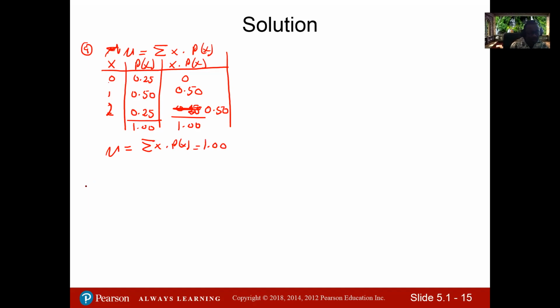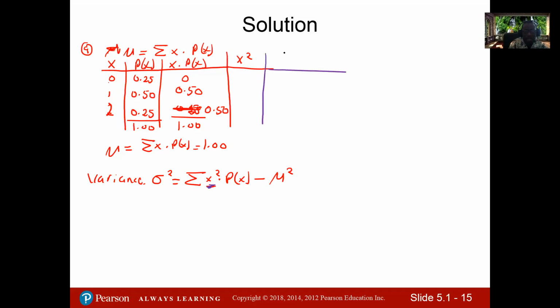Now the standard deviation, or let's do the variance first. The variance, sigma squared, is given by, I'll use this formula, the sum of X squared times the probability, minus mu squared, because it's easier to calculate this way. Now, because of this formula, I need to have a column that has X squared, and then I need to have X squared times the corresponding probability.